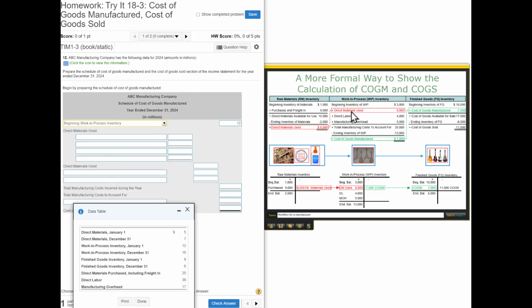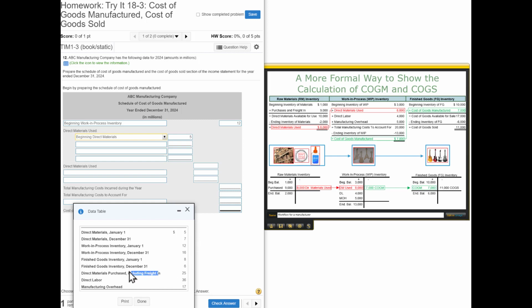Then we need direct materials used. But notice direct materials used is right here, so they want us to show how we calculate the direct materials used. Let's consult our PowerPoint screenshot. It says we need the beginning inventory of materials. The beginning inventory of materials is right here, 5 million. Beginning direct materials.